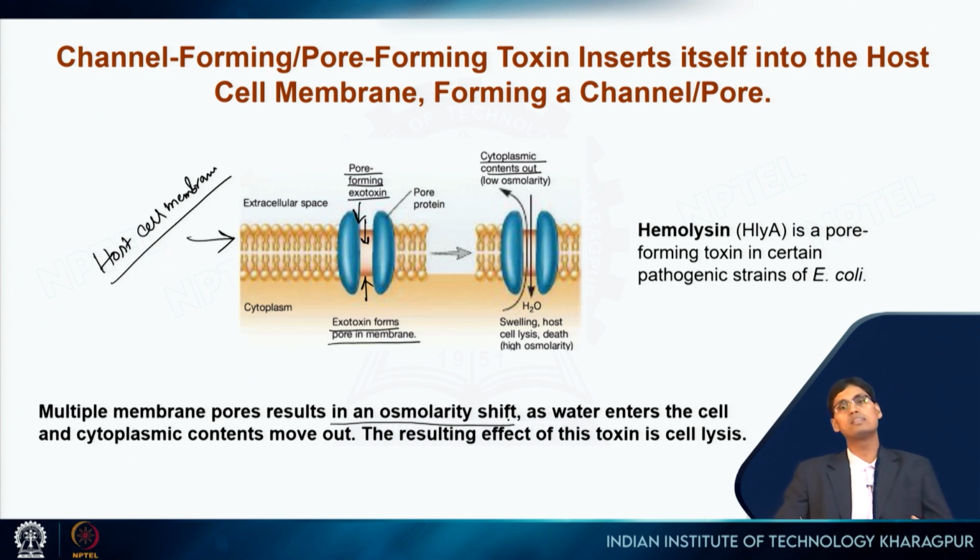So as a result of that the cell will be lysed, right? So this is also very common. For example, hemolysin A, this is some kind of pore forming toxin present in some pathogenic strain of E. coli, right? So I will be mentioning another interesting type of toxin, then I will move into viruses.